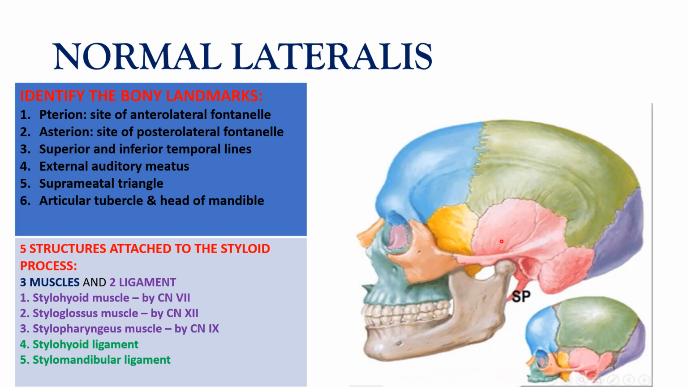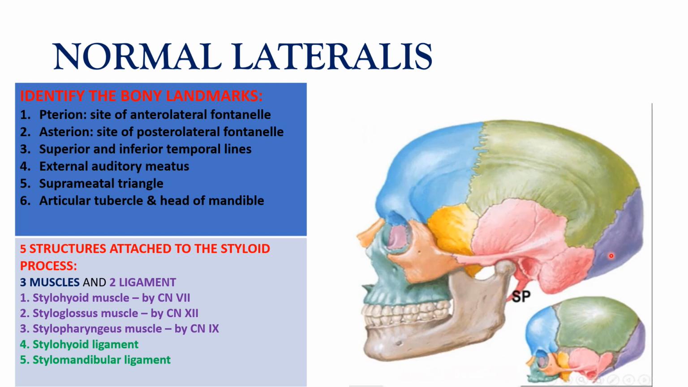Now, another landmark we'll look at is the asterion. The asterion is formed by 3 bones. This is where the asterion is. Where my cursor is, it's formed by the parietal bone, the mastoid process, and the occipital bone.